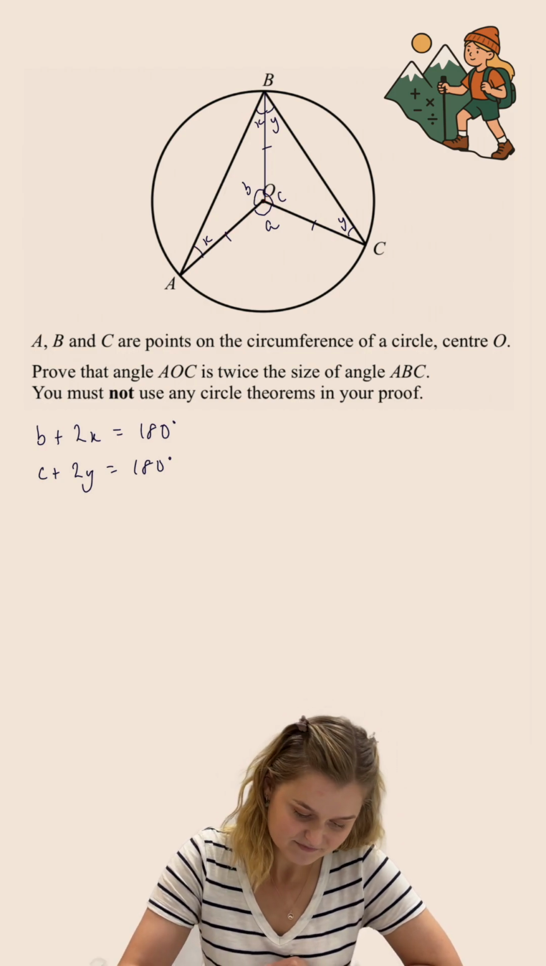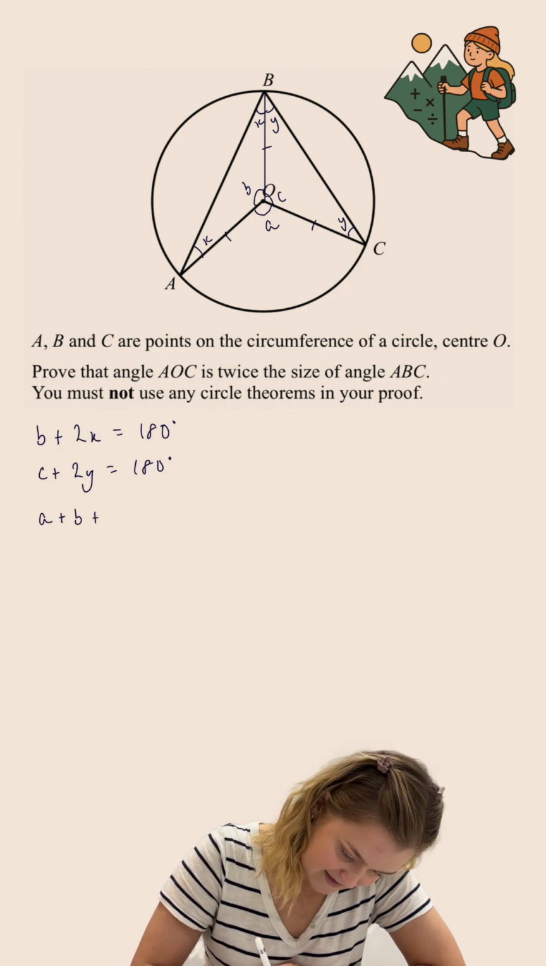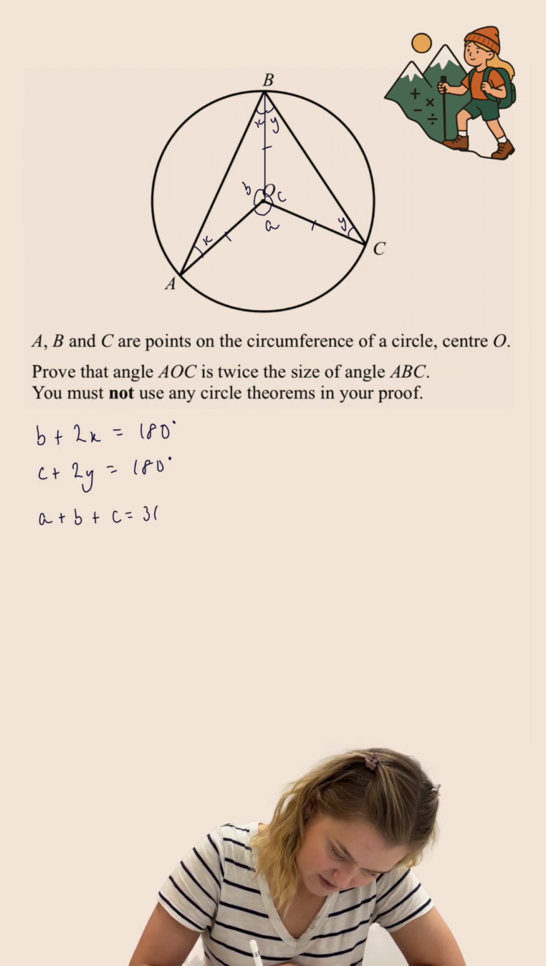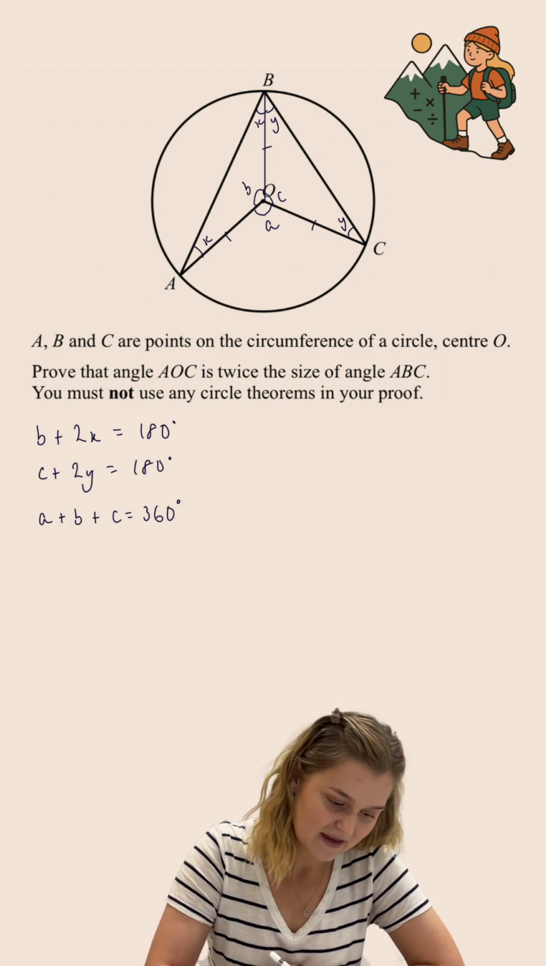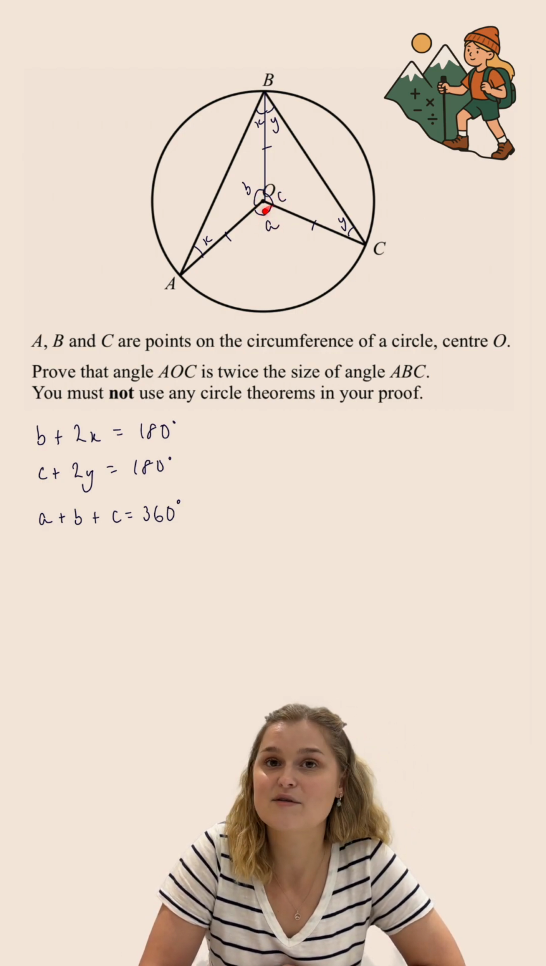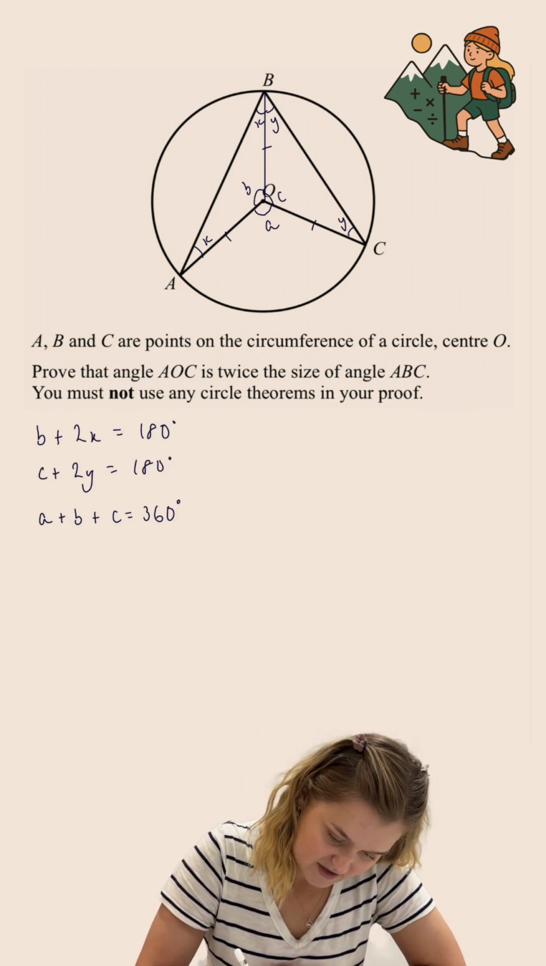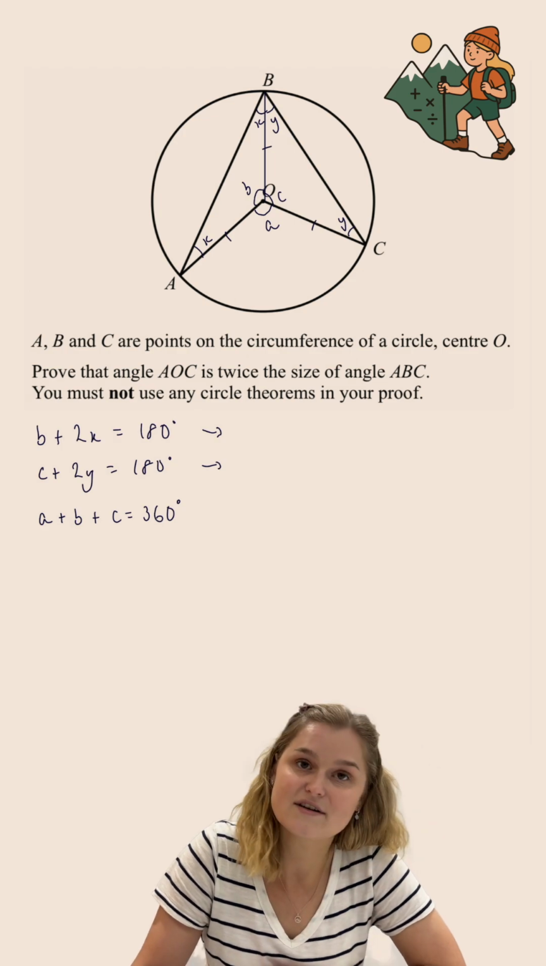I also know that A add B add C must be equal to 360 degrees. And I know that because here I've got the angles around a point, and angles around a point always add to 360. Now I'm going to rearrange these first two equations that I have written here.